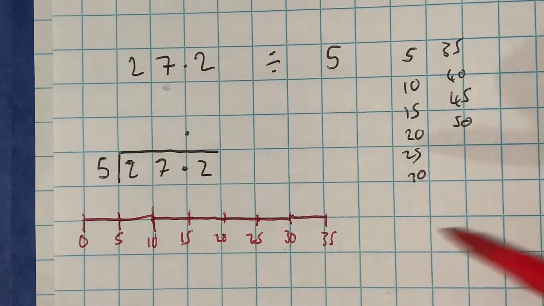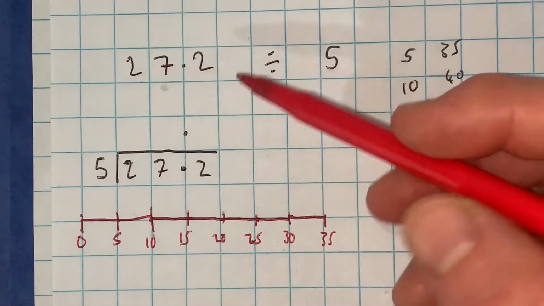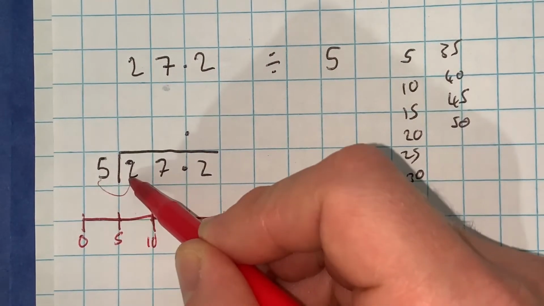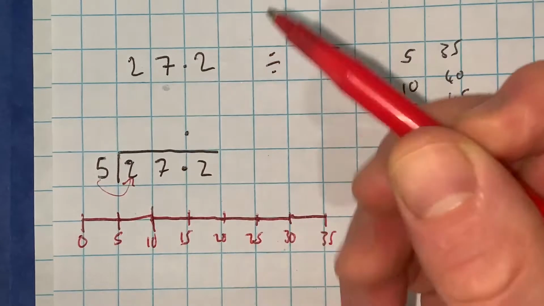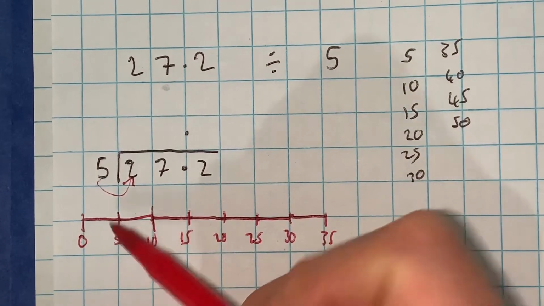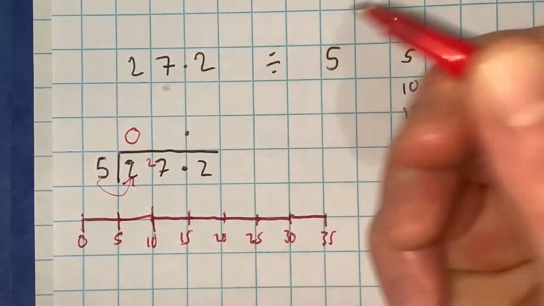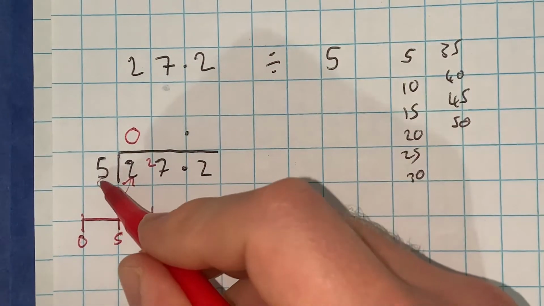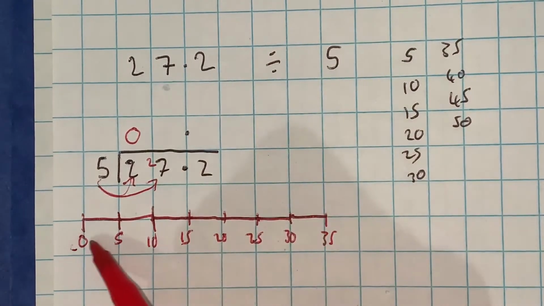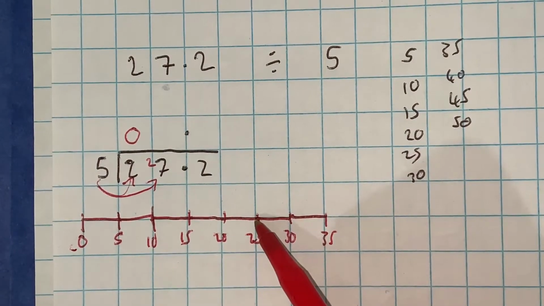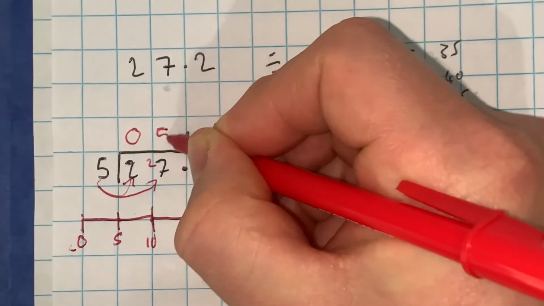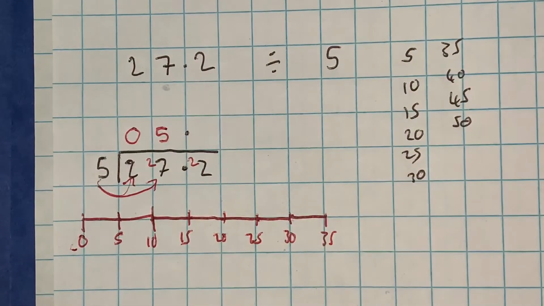Okay, so you can see I've already set this one up. I'm going to first see how many 5s fit into 2, and hopefully what you already know is we can't quite fit 5 into 2, so we're going to write a 0 and carry the 2. Okay, because we haven't used it. We're now going to see how many 5s fit into 27. So where would you stop? Would you stop at 25? Because 27 would be in between these two. So that's going to be 5 times with 2 left over.